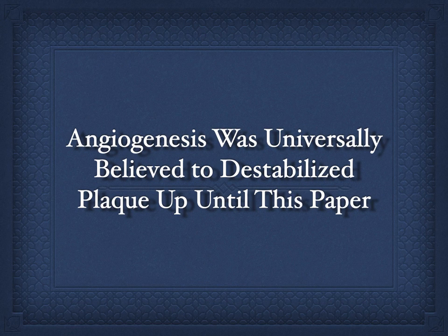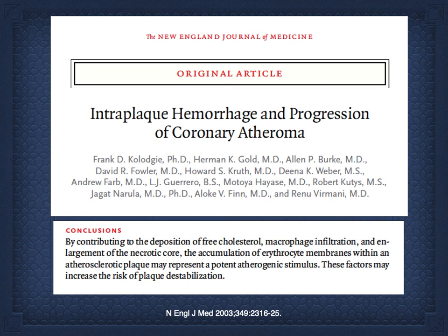So angiogenesis was universally believed to this point to be destabilizing plaque. And so where did this come from? And the Virmani paper, this is from the New England Journal of Medicine in 2003, discussed this plaque hemorrhage. So, and I believe they're correct with that.